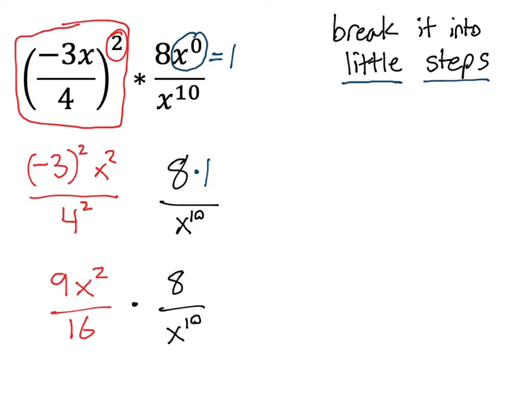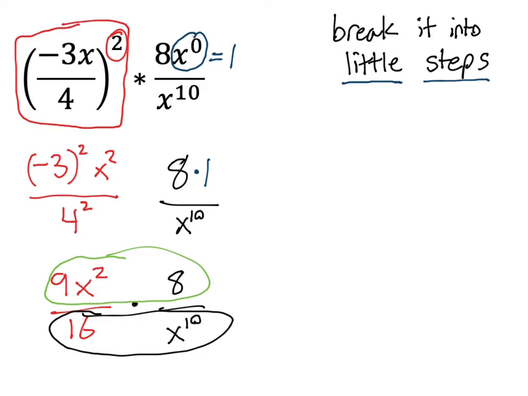So now we've simplified separately the fractions we had on the left and the right, and our last task is to multiply these rational expressions together. There's a couple of ways we could do this. We could multiply across and multiply the numerator times the numerator, and the denominator times the denominator. And if we do that, we'll get in the numerator 9 times 8 is 72, and we still have x squared in the numerator. And in the denominator, 16 times x to the power of 10 is just 16x to the power of 10.